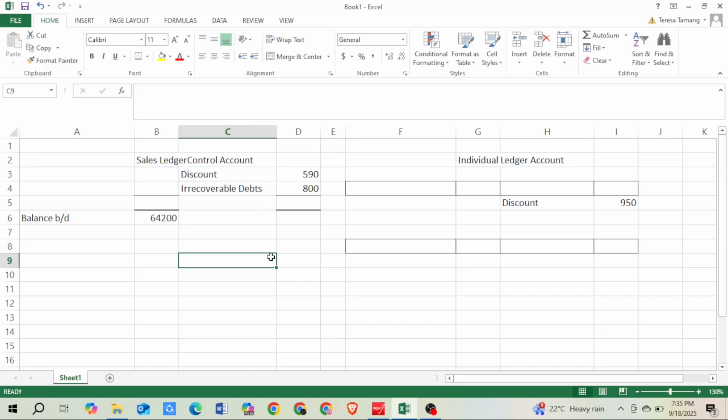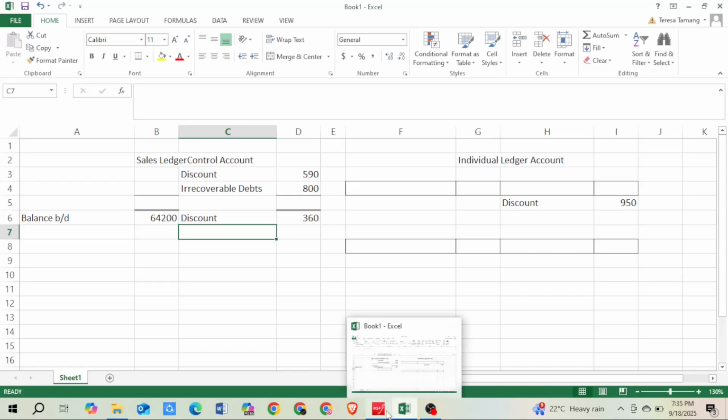Okay. So now this discount should be 950 and not 590. So we need to subtract more amount from here. So what I'll do is I will come here and then write down discount, and 590 minus 950, that would be 360. Let's see. Okay, so 360. So I'll subtract 360 from my total trade receivable balance.